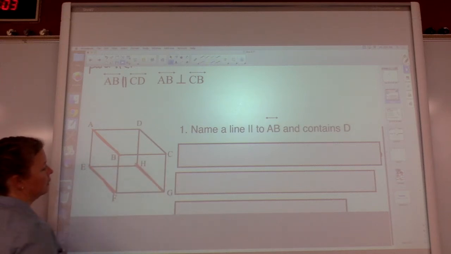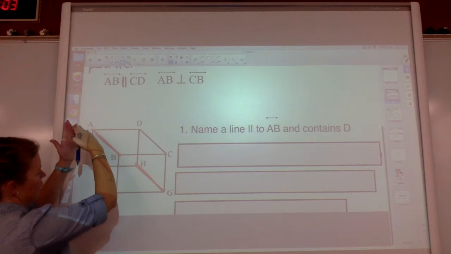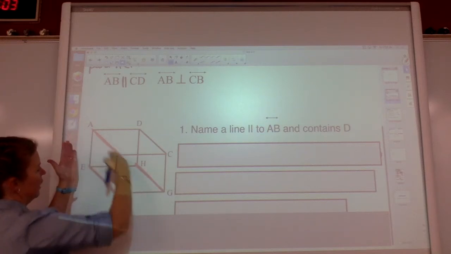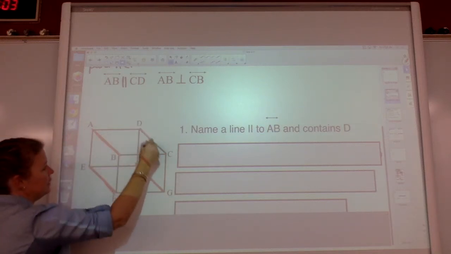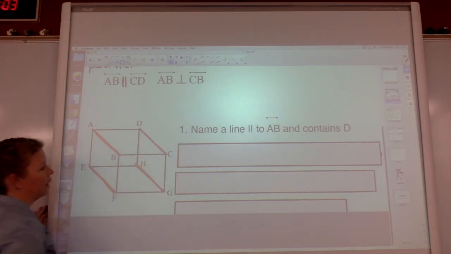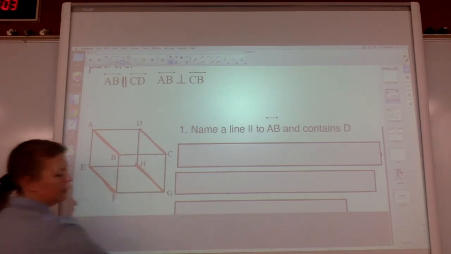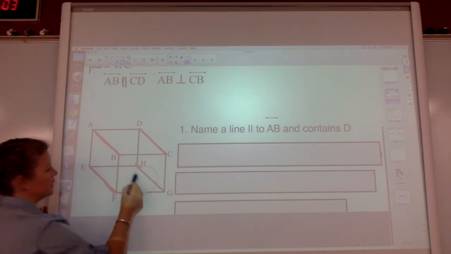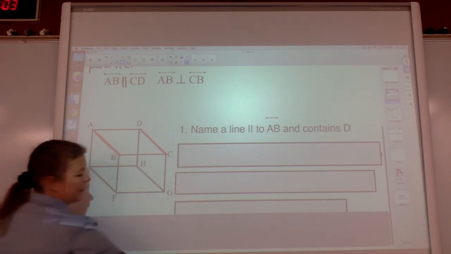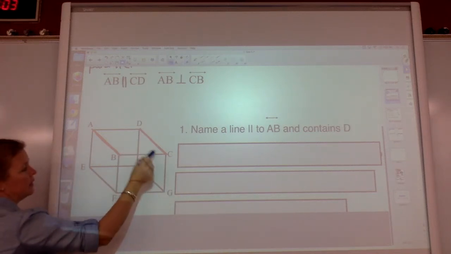HG is parallel. Looks a little bit awkward, but they're coplanar. You could put a plane diagonally through that box. DC, line DC is parallel. Only one of them fits this description because it says it has to contain point D.